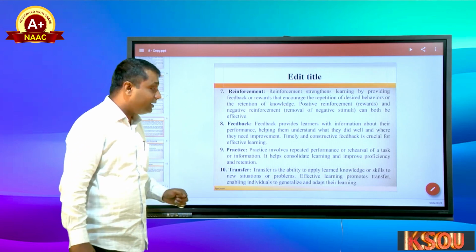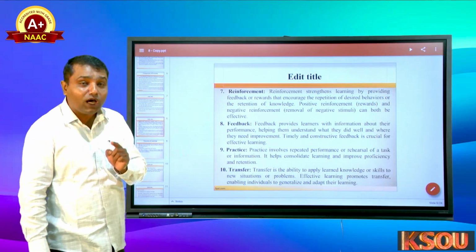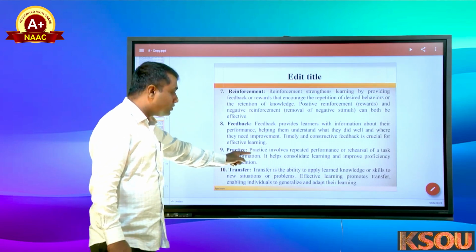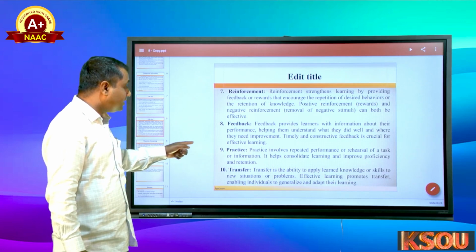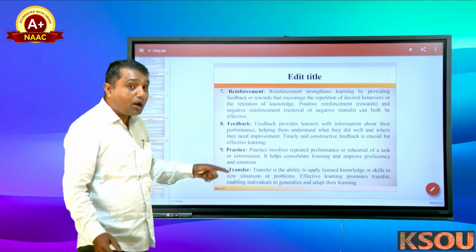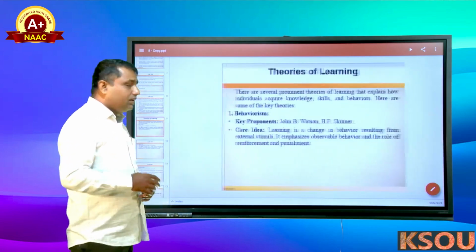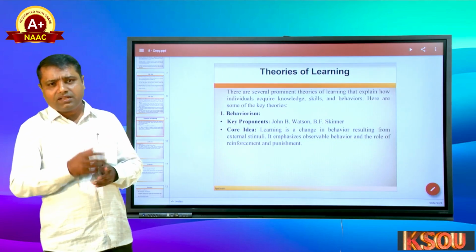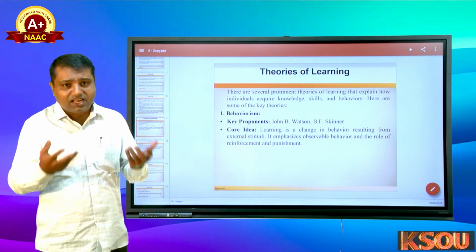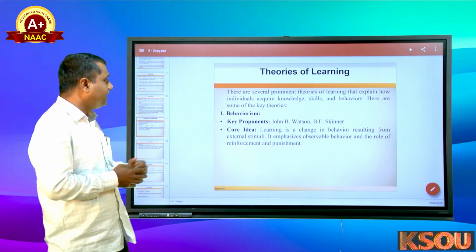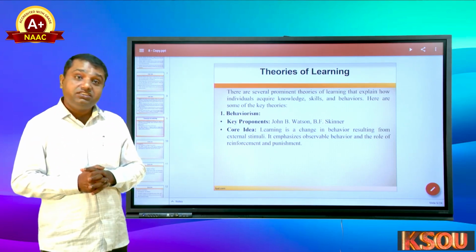The last one is transfer. Transfer is the ability to apply learned knowledge or skills to new situations or problems. Effective learning promotes transfer, enabling individuals to generalize and adapt their learning styles. Next, there are approximately 8 theories of learning. In the learning theory, there are approximately 8 theories. I am going to give the gist of each and every theory.